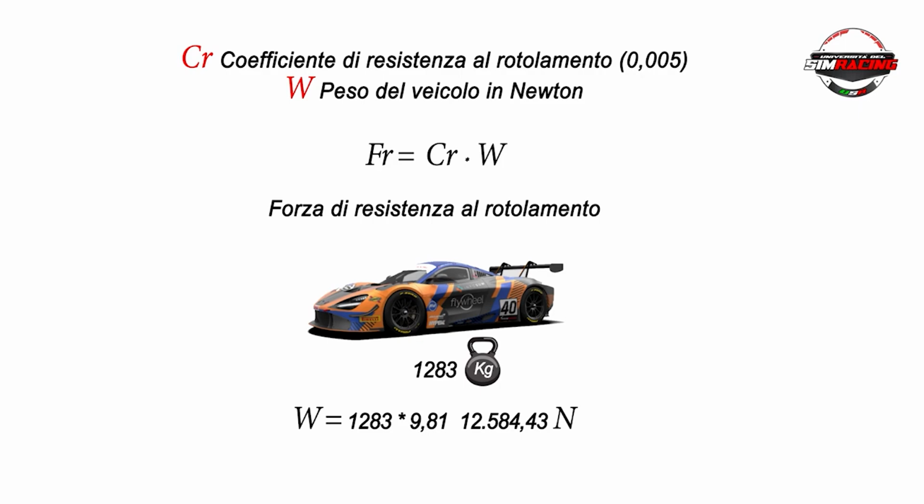Let's take a practical example using the McLaren 720S GT3 Evo, a car with an approximate weight of 1,283 kilograms. To determine the force with which the vehicle presses against the road surface, we multiply this value by 9.81, which represents Earth's gravitational acceleration in meters per second squared. W equals 1,283 times 9.81 equals 12,588.443 newtons.